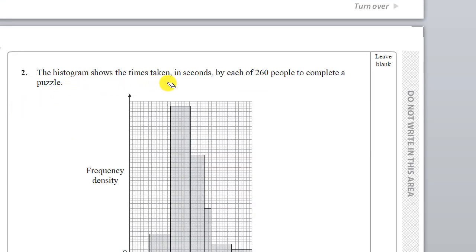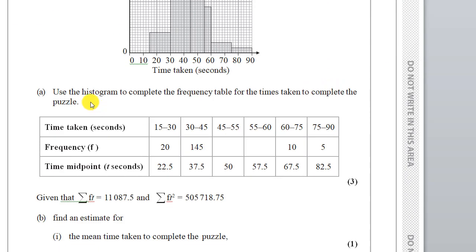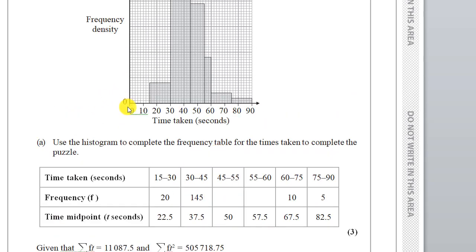The histogram shows the time taken in seconds by each of 260 people to complete a puzzle. Now use the histogram to complete the frequency table for the time taken to complete the puzzle. So let us start. Here the width is 30 minus 15, which is equal to 15, and here 45 minus 30, 15, and 55 minus 45, 10, here 5, here 15, here 15.